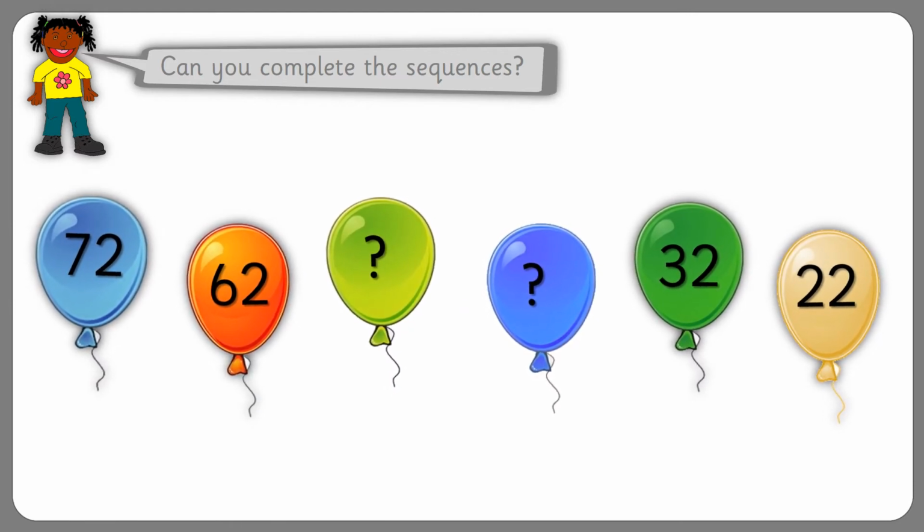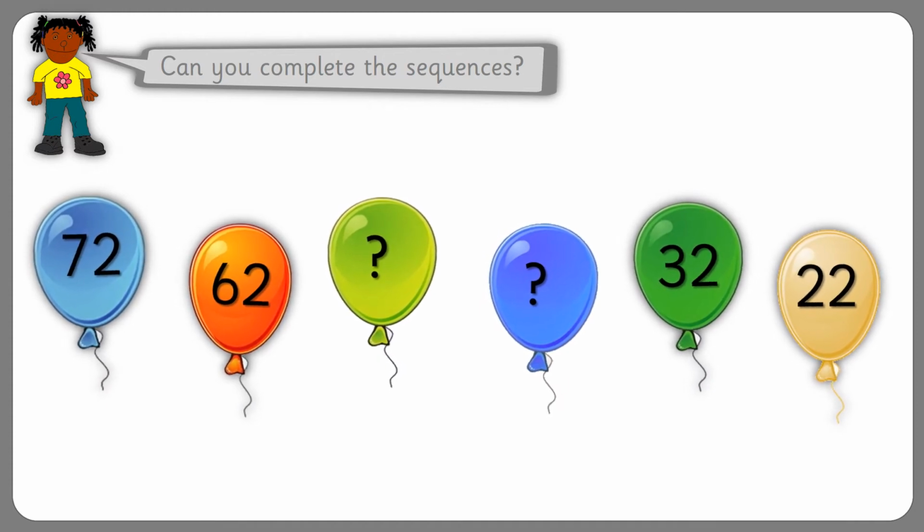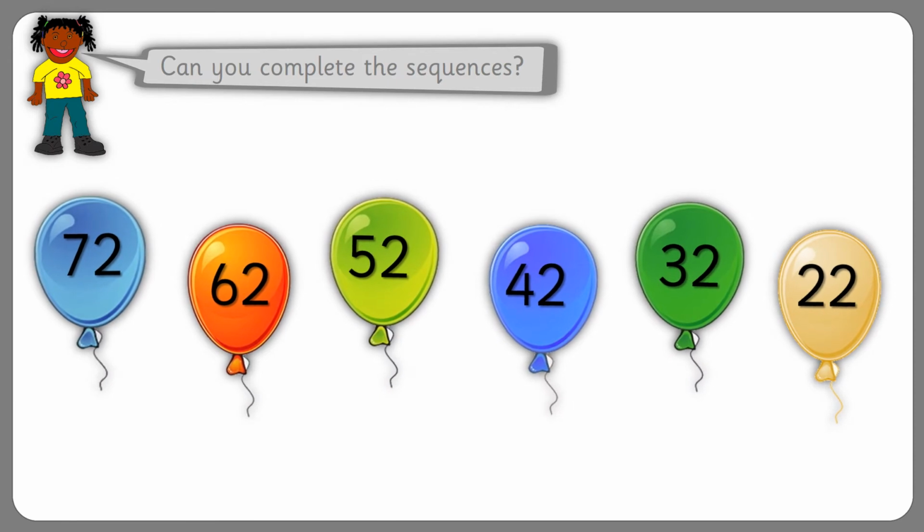Then after our two mystery numbers, we've got 32, and then 10 less than that is 22. So we can see that we're counting backwards in tens. So let's see what our mystery numbers are. 72, 62, 52, 42, 32, 22.